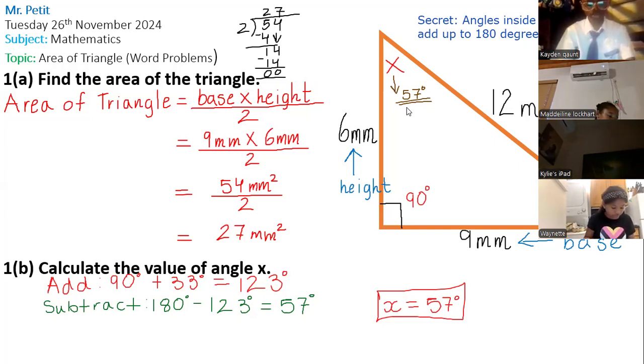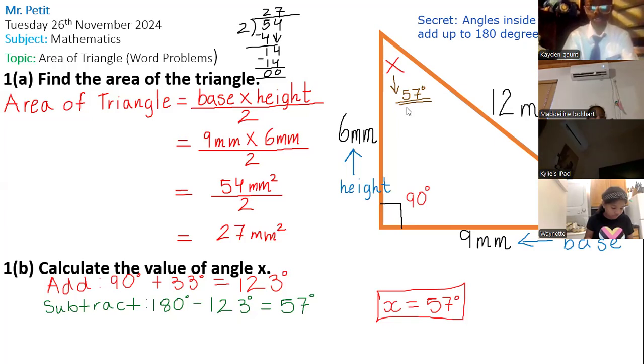And then part B, calculate the value of x. What we have to do, all we did was add and then subtract. So the first one we multiply and divide. The second one we add and then subtract. It's kind of simple. Okay. So take a picture of your work and send it to me via WhatsApp again.